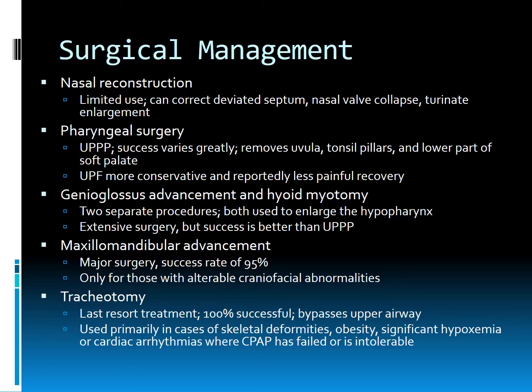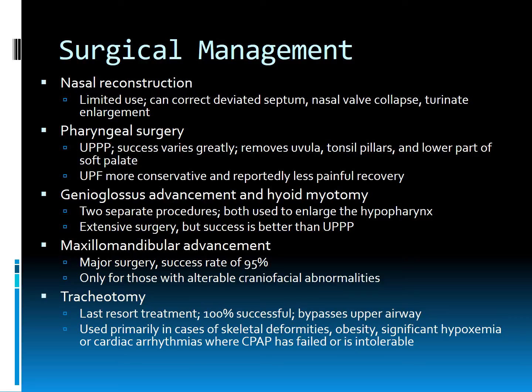Pharyngeal surgery. UPPP is typically what we think of as pharyngeal surgeries. Success varies greatly. Again, this is one that 50% of the time it's successful and the other 50% it's not. In the UPPP surgery, they're going to remove the uvula, tonsil pillars, and the lower part of the soft palate. There's also another pharyngeal surgery called the UPF. This is a little bit more conservative than the UPPP and reportedly less painful recovery for patients.